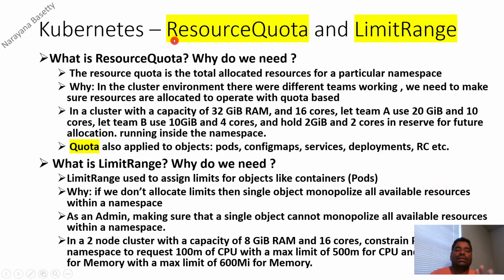Kubernetes resource quota also limits certain objects which we are creating. That you can also limit, not only CPU and memory. Okay, what are those objects? You can limit how many pods you want, how many config maps, services, deployments, replica sets, replication controllers. All those things can also be controlled with specific numbers.